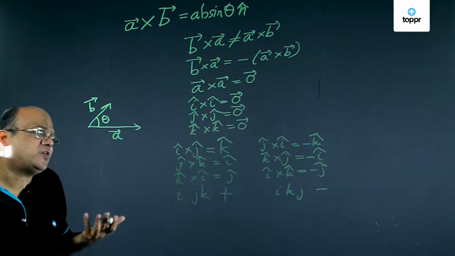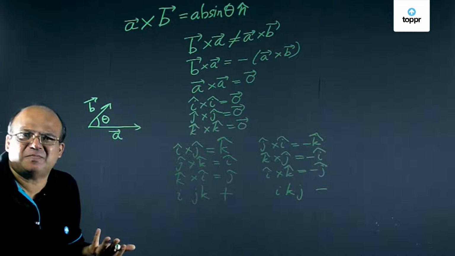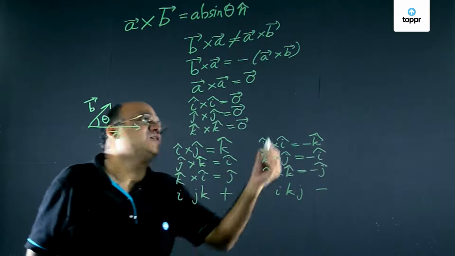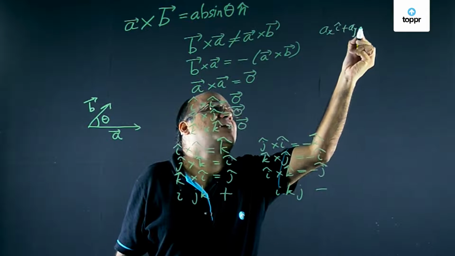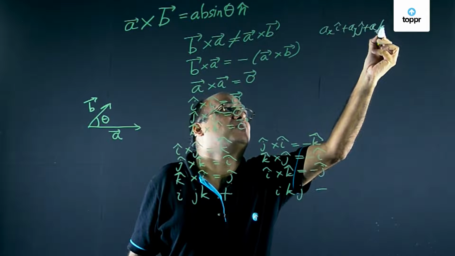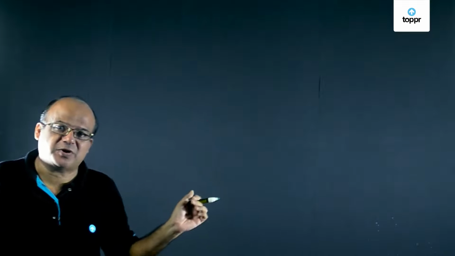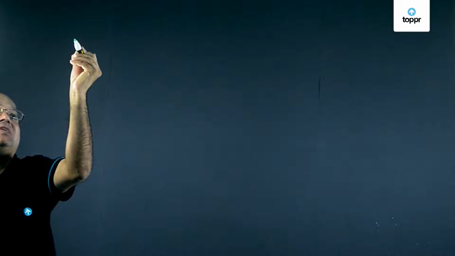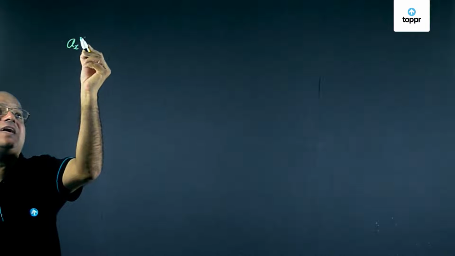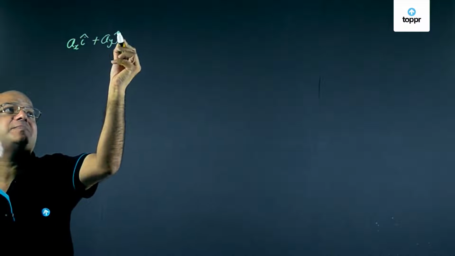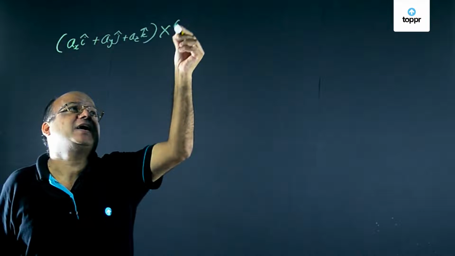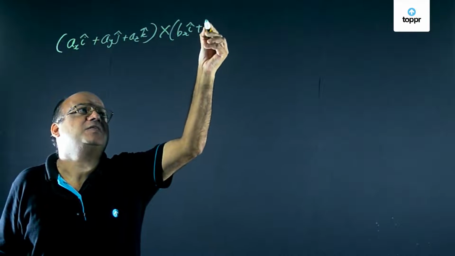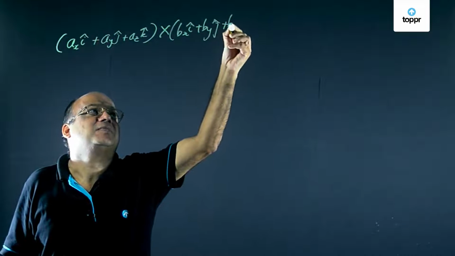How to do cross product using components? Again, we can multiply term by term. Now we'll learn how to do cross product using components. Suppose we have to find the cross product of Ax i cap plus Ay j cap plus Az k cap, cross Bx i cap plus By j cap plus Bz k cap.